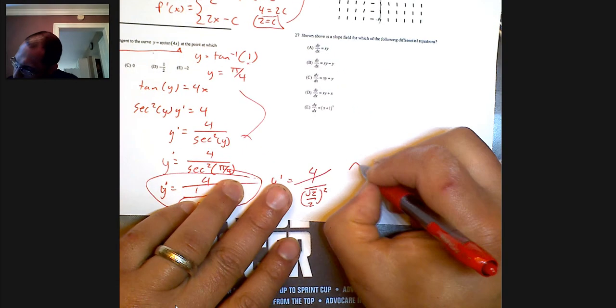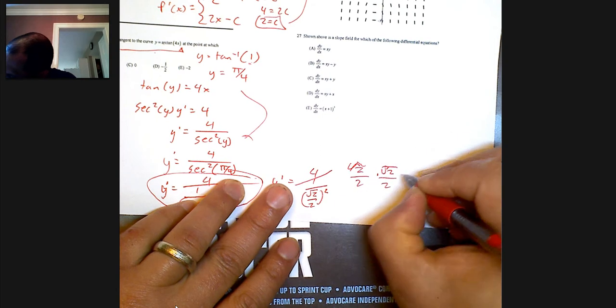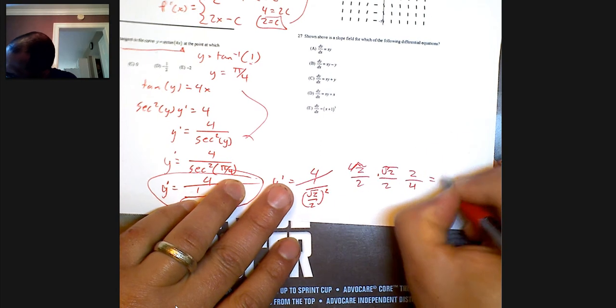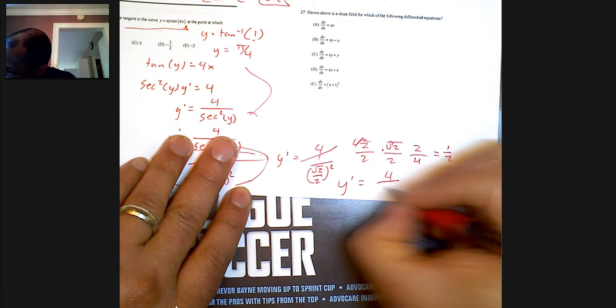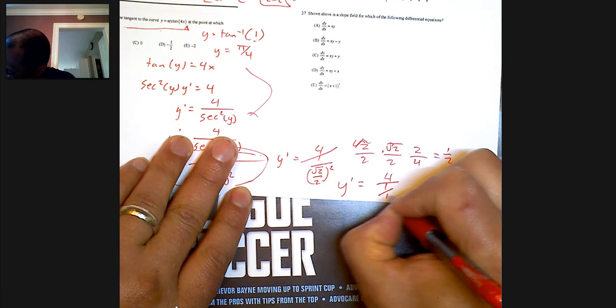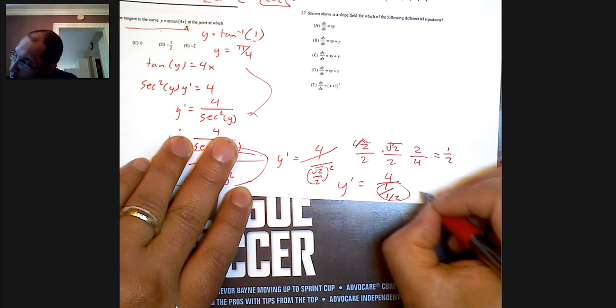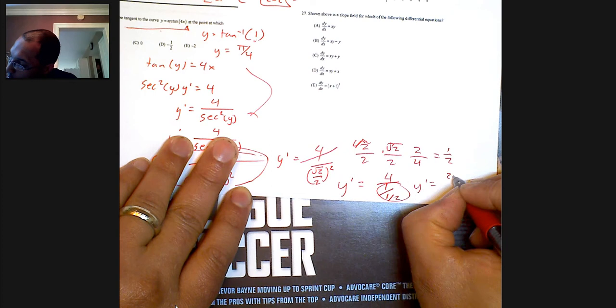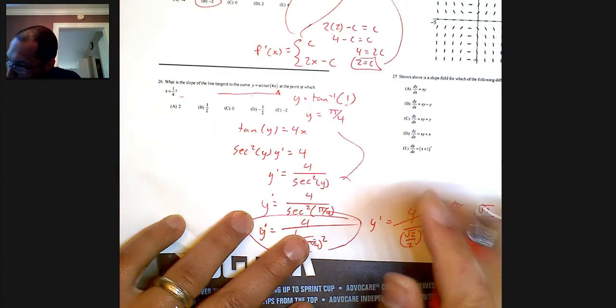Square root of 2 divided by 2 times square root of 2 divided by 2 equals 2 over 4 equals 1 half. So y prime equals 4 divided by 1 over 1 half. Flip that. That becomes 1 times 2 over 1, which is 2. Y prime equals 4 divided by 2, which is 2. Wow.